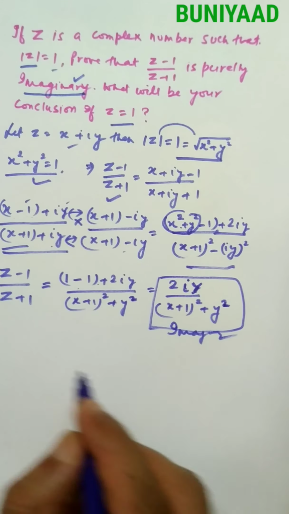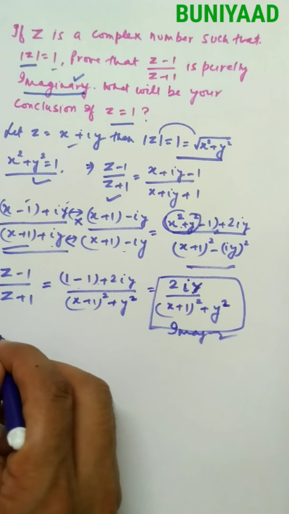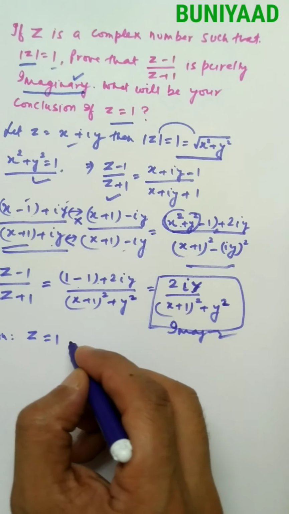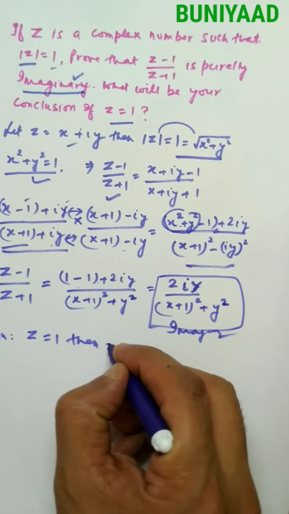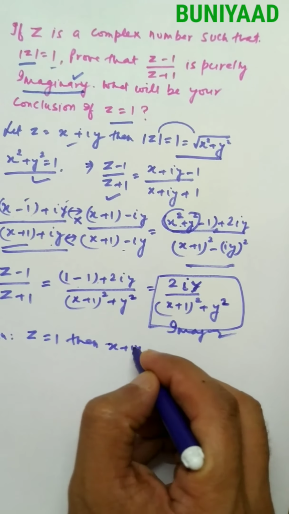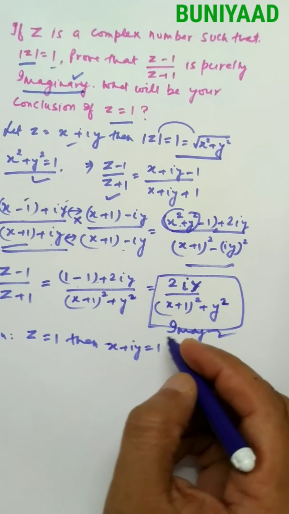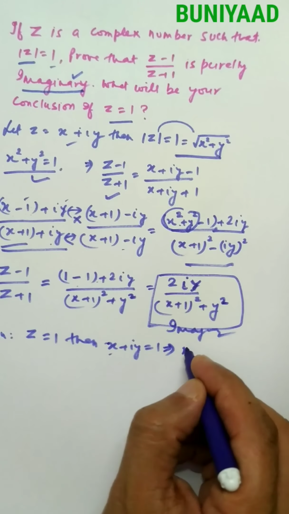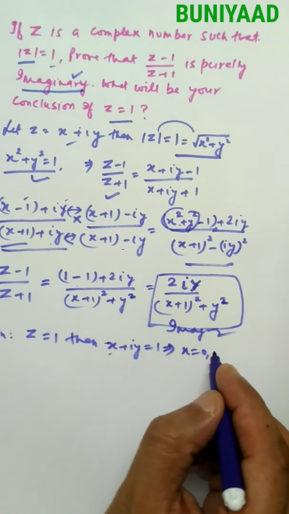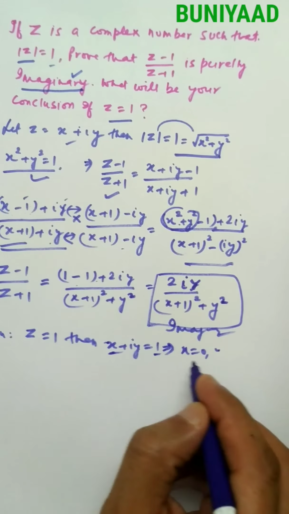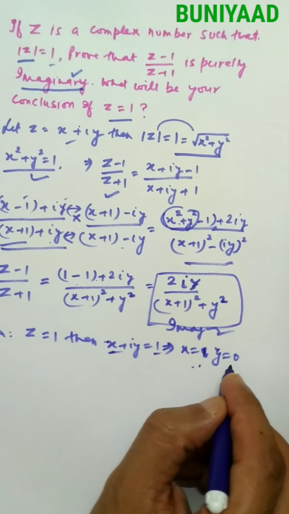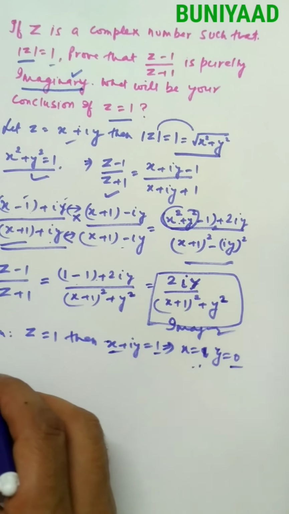The second case, again it is given to you that z = 1. What is the value of z? x + iy = 1. So on comparing, what is the real part? Sorry, the real part is 1 and the imaginary part is 0. It means x is 1 and y is 0.